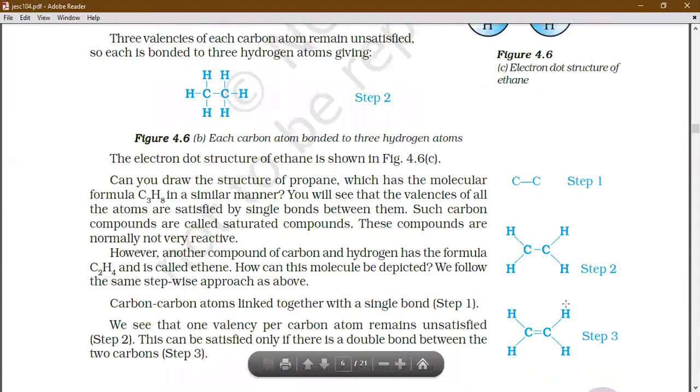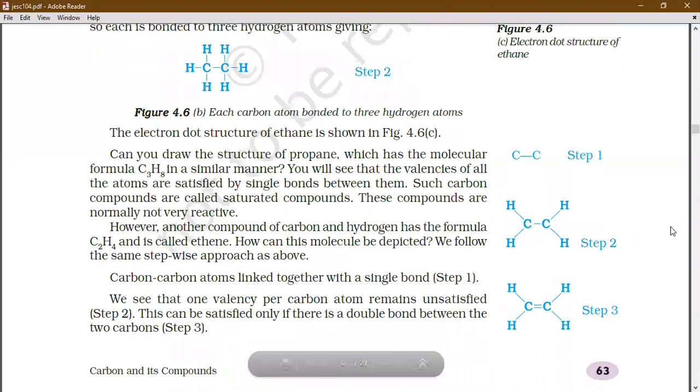Can you draw the structure of propane, which has the molecular formula C3H8, in a similar manner? You will see that the valencies of all the atoms are satisfied by a single bond between them. Such carbon compounds are called saturated compounds. These compounds are normally not very reactive.